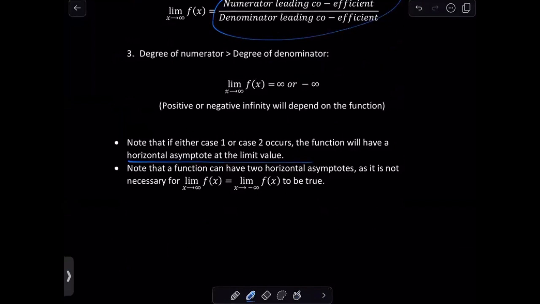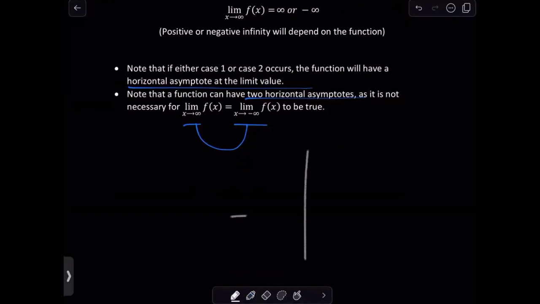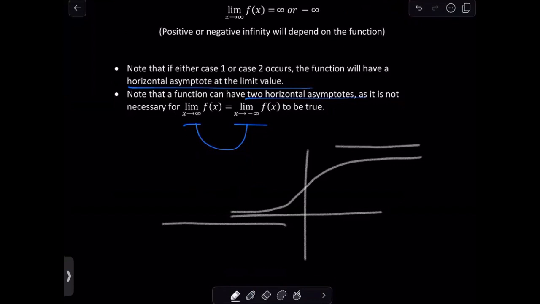Note that a function can have 2 possible horizontal asymptotes, as it is not necessary for the limit as x approaches infinity to be equal to the limit as x approaches negative infinity of f of x. These two do not have to be the same. Think about it, you can have some functions where, as you approach negative infinity, it's going towards 0, and as you approach positive infinity, it's going to approach 10. So these two limits do not have to be equal. All right, let's go on to some examples.